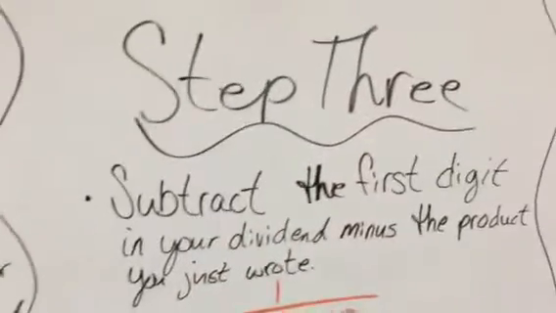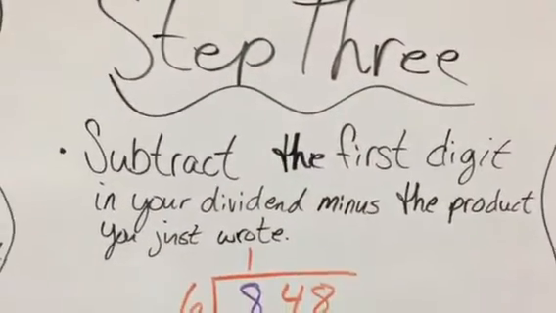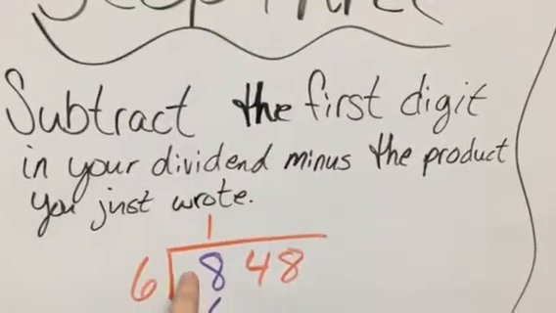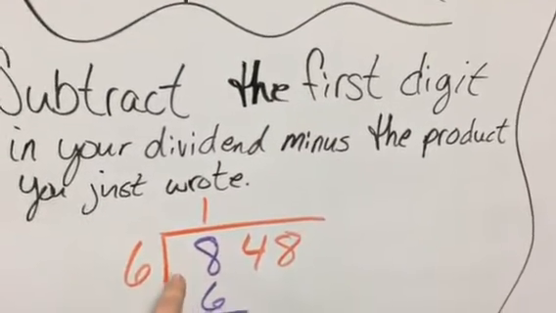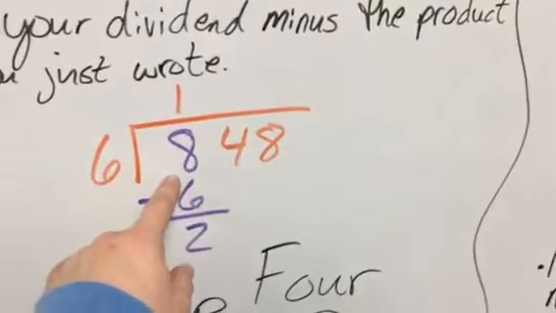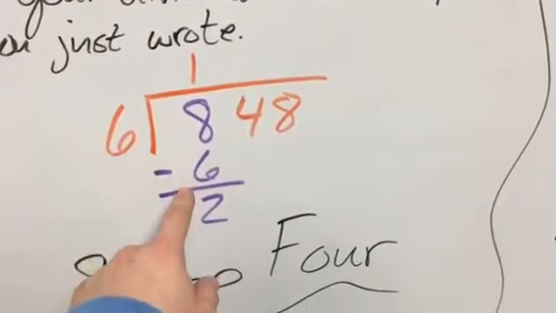Step 3. Subtract the first digit in your dividend, that's the 8, minus the product that you just wrote. 1 times 6 was 6, so I do 8 minus 6, and I get 2.